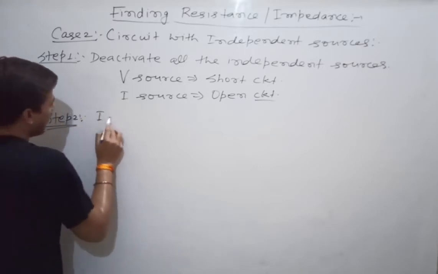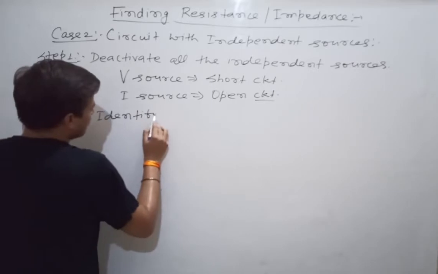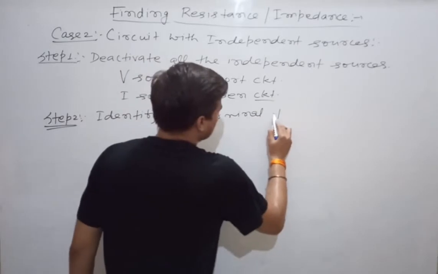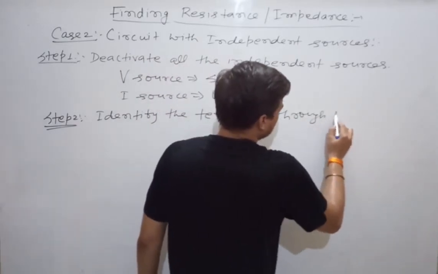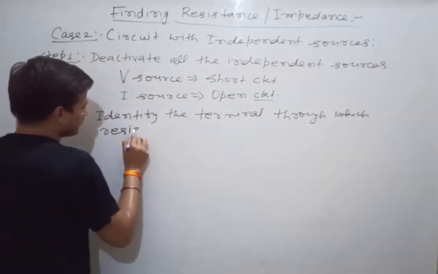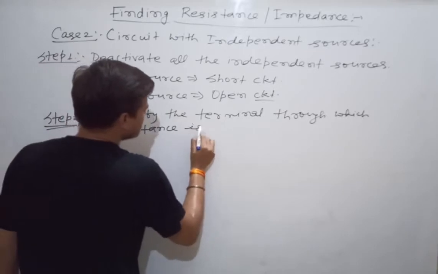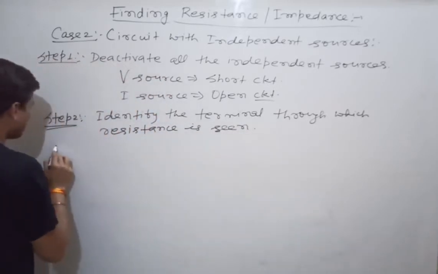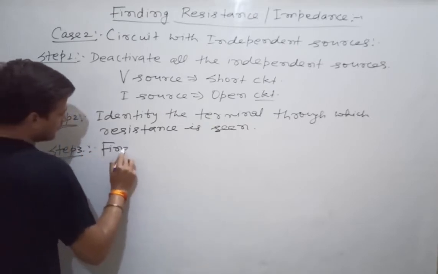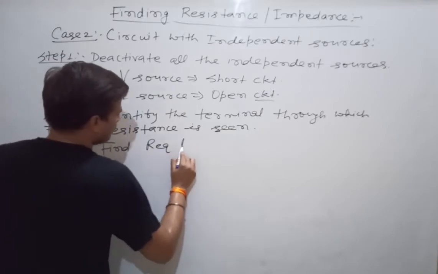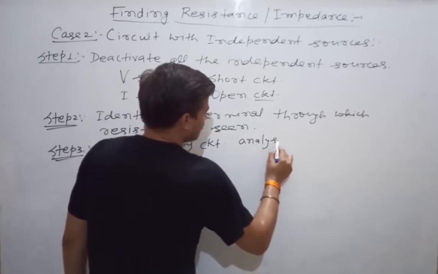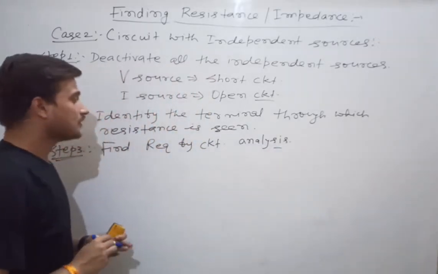Next you have to identify the terminal through which resistance is seen. Step 3: find R equivalent by circuit analysis.